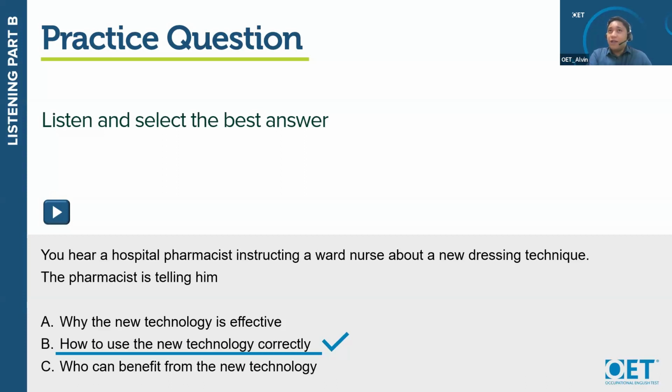And also, I think it's important to note that highlighters aren't allowed. And second, I think I talked about the spelling and the grammar thing. Maybe another question. Third is, Alvin, why are various accents used in the audio recordings for OET listening?